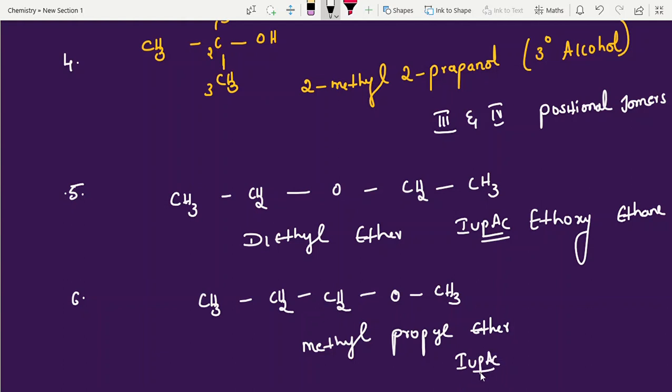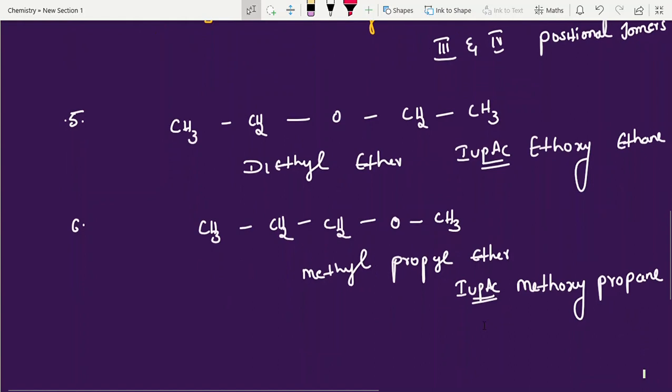What is the IUPAC name? IUPAC name is, see, methoxy. This is a side chain, this is the root word because it is the longest chain, no? So what is this? Methoxy propane. Alkoxy alkane, this is methoxypropane. Clear?